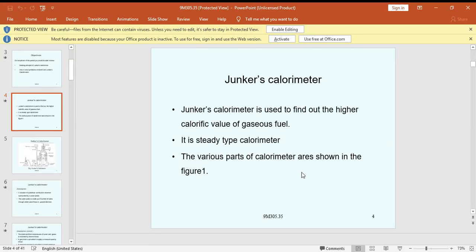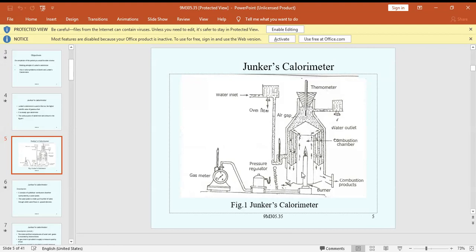Junkers gas calorimeter is used to find out the higher calorific value of gaseous fuel. It is used to study the temperatures at various spots in the calorimeter shown in the figure. You see the diagram.